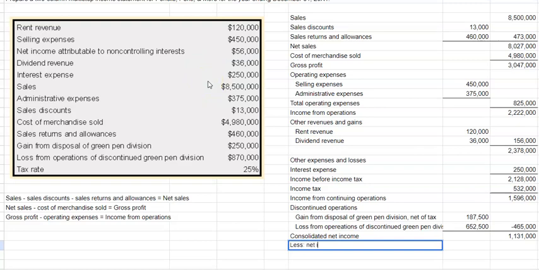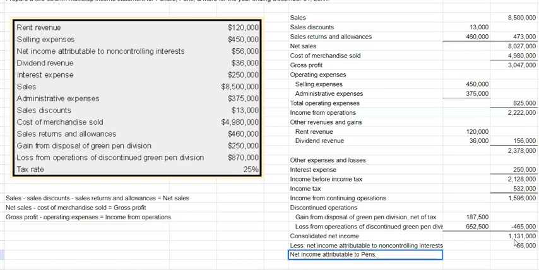So I'm going to say less net income attributable to non-controlling interests. And that was 56,000. And so what we're trying to do again is take out that non-controlling portion of our subsidiary's net income. And that will leave us with net income attributable to, sometimes you'll see this called to parent company. I'm going to do the parent company's name, Pens.